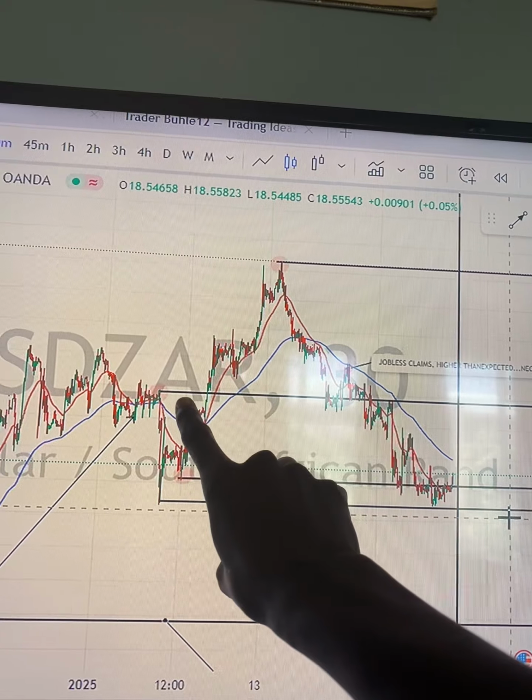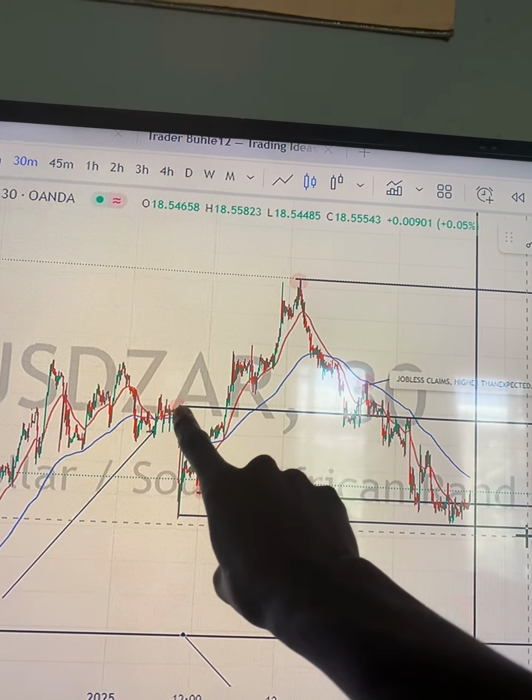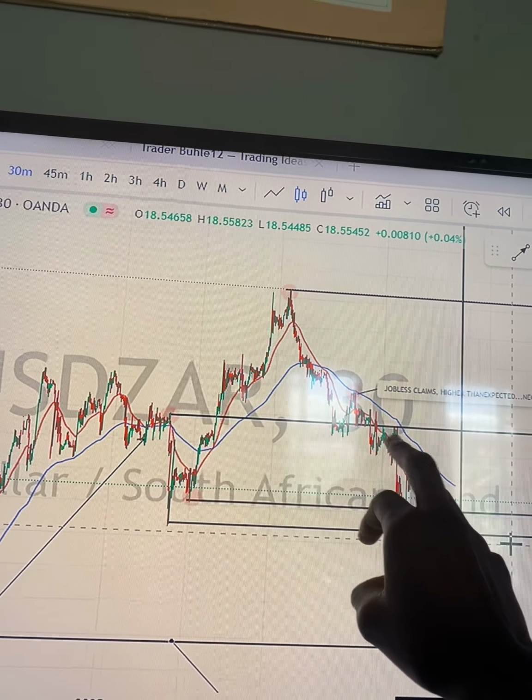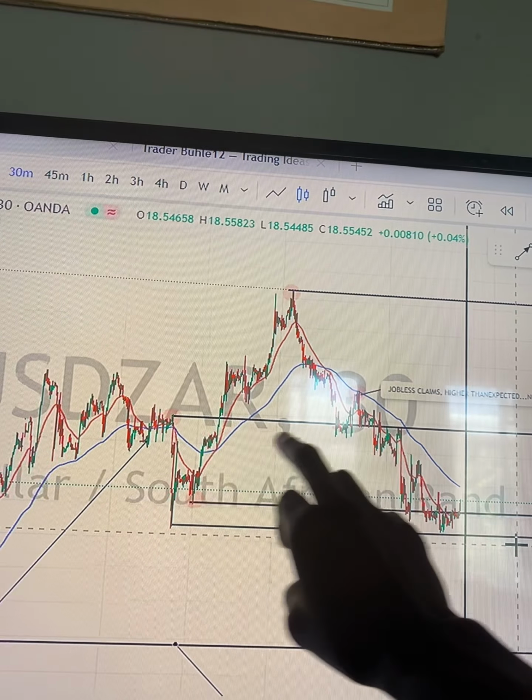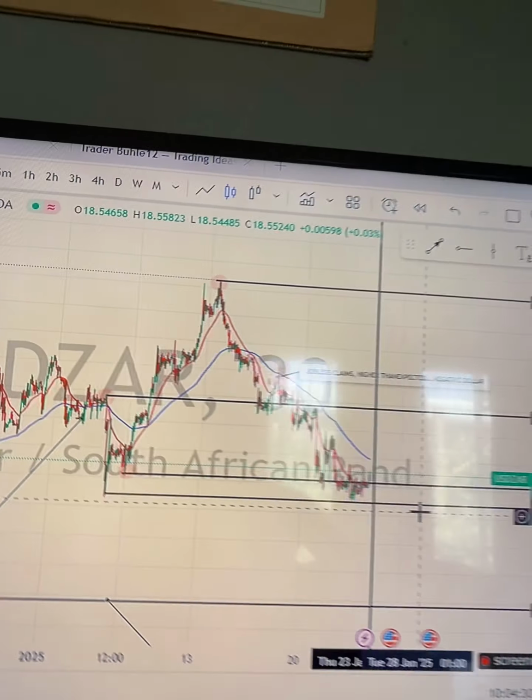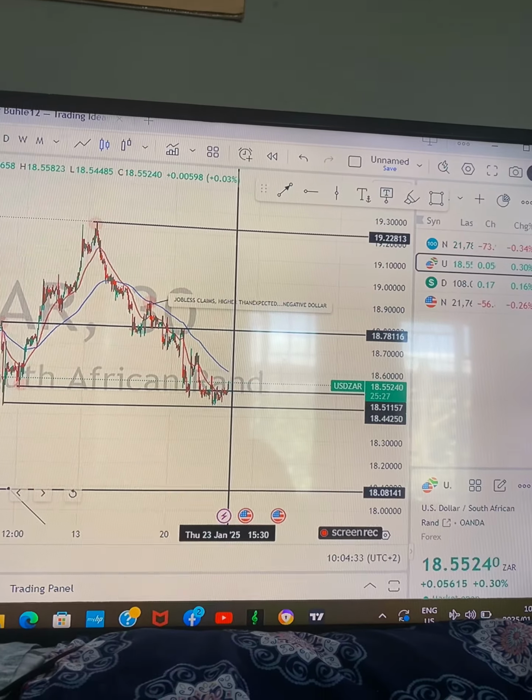And if you even look at this one, it caused a crossover over here. That's why it was marked. And you can see how the market also did have some back and forth at that level. So that is why we look at the USDZAR.